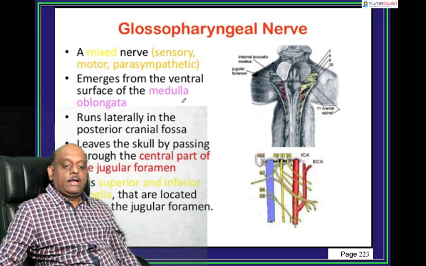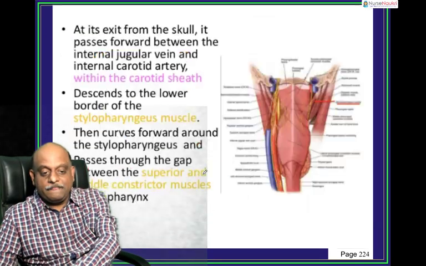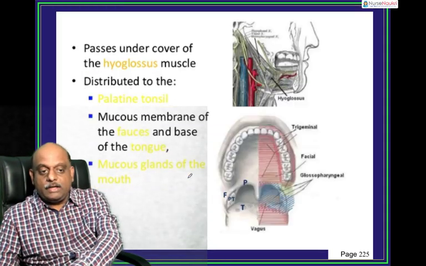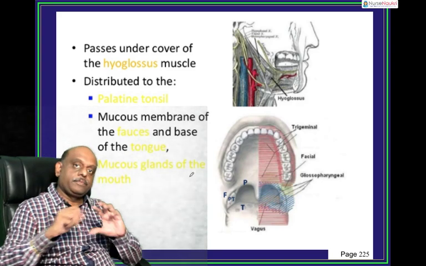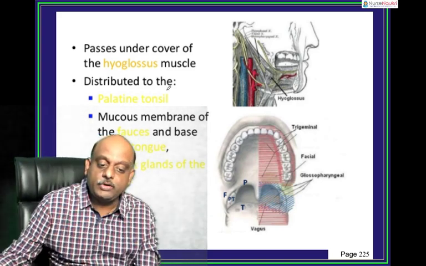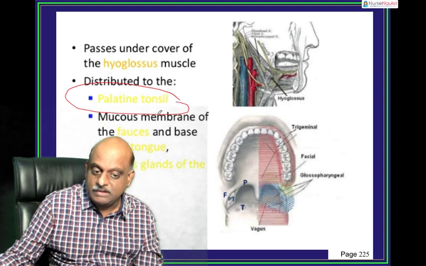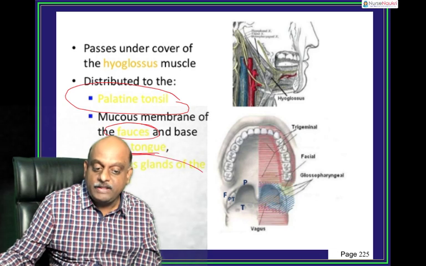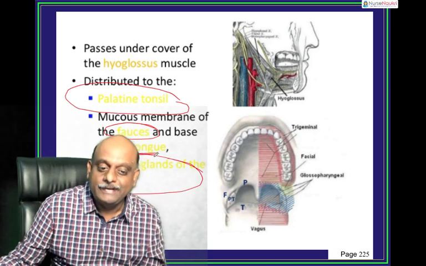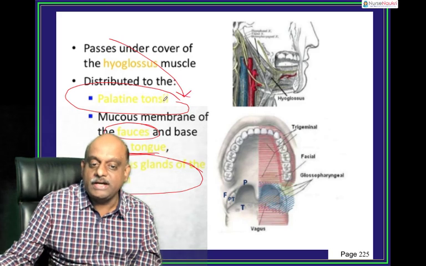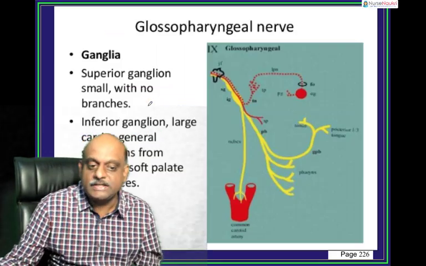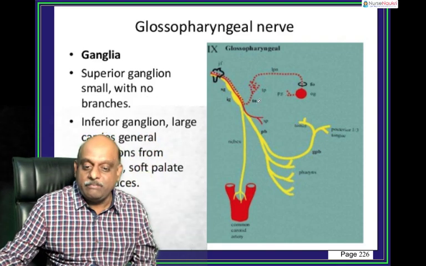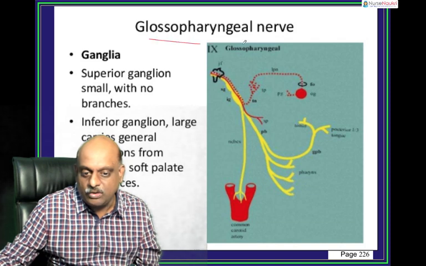Now, if you look at the glossopharyngeal, how is it distributed? Palatine tonsil, mucous membrane in the fauces and the base of the tongue, and the mucous glands of the mouth. They are all the ones which are closely related to the glossopharyngeal sensory supply. Then what are the ganglia you remember in relation to the glossopharyngeal nerve?